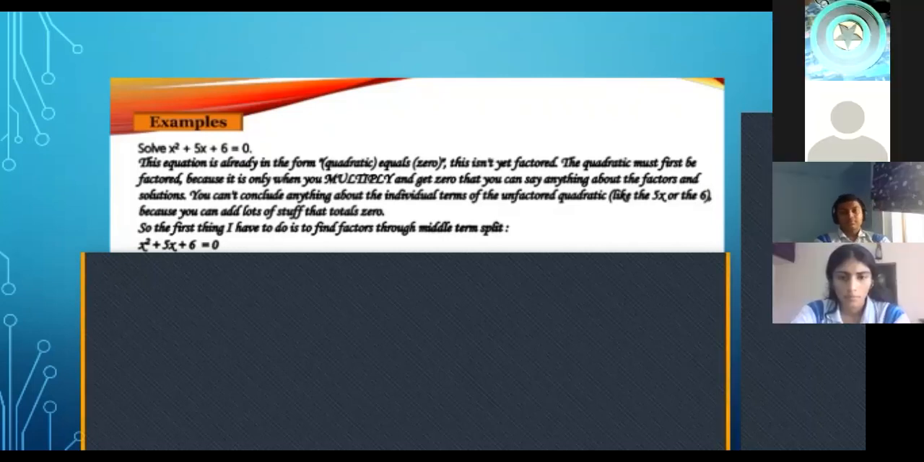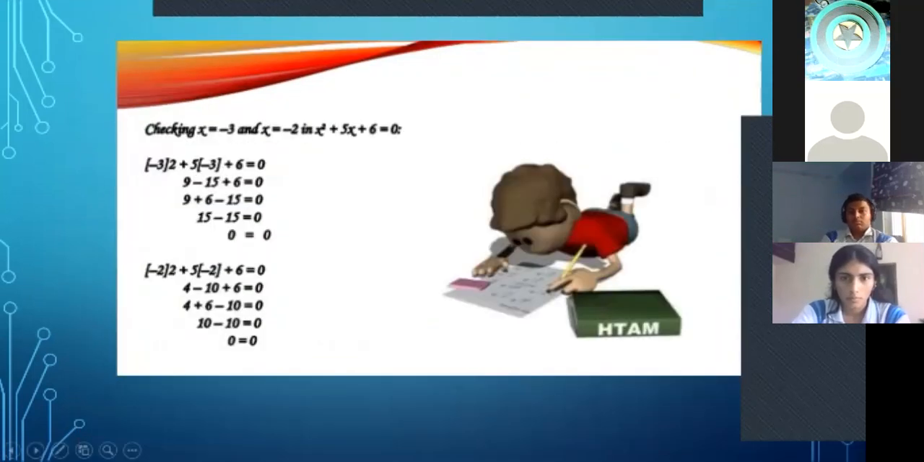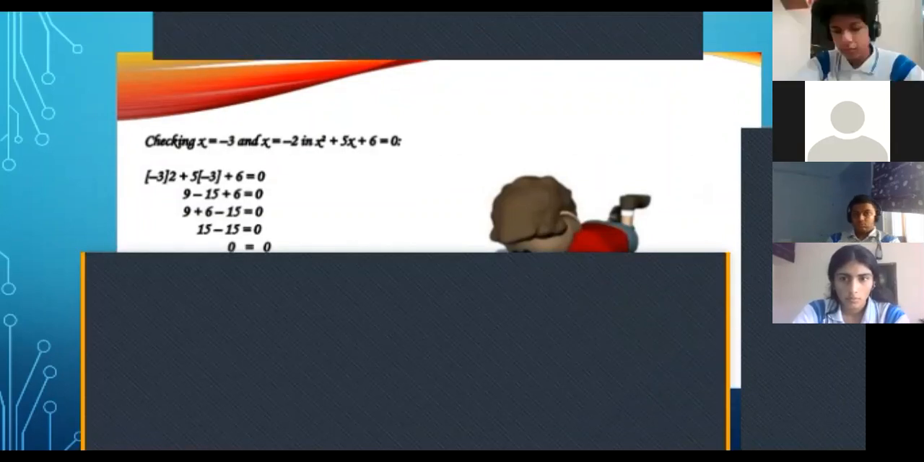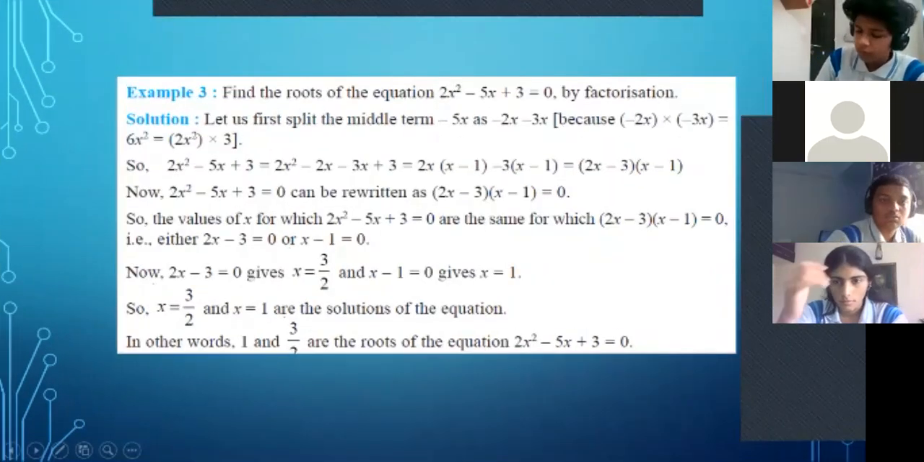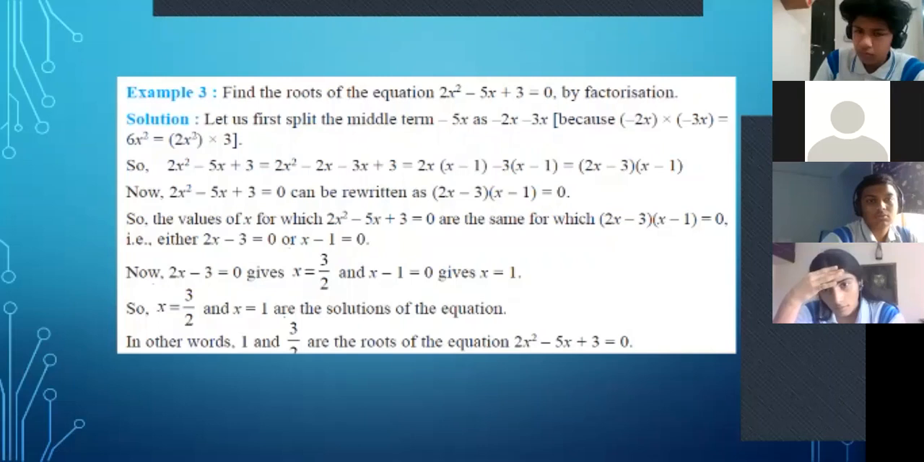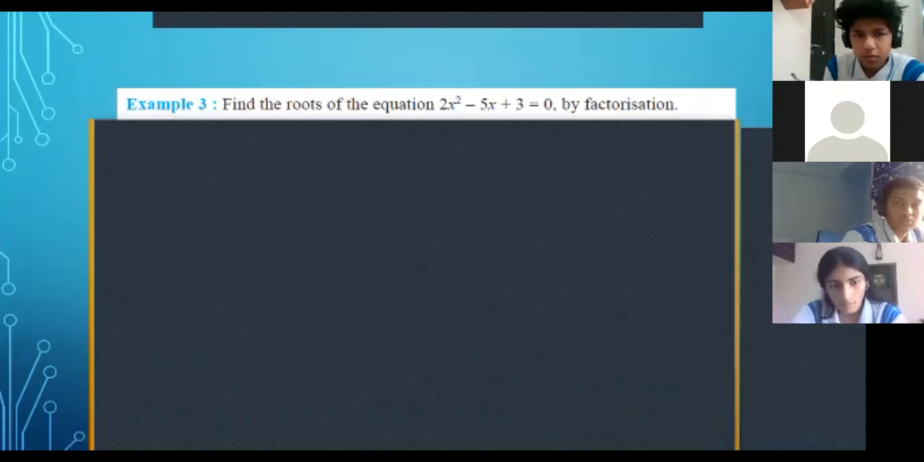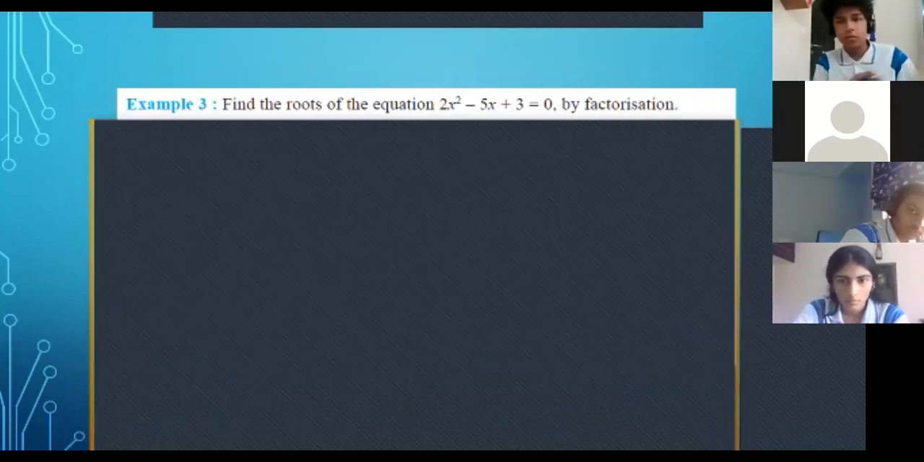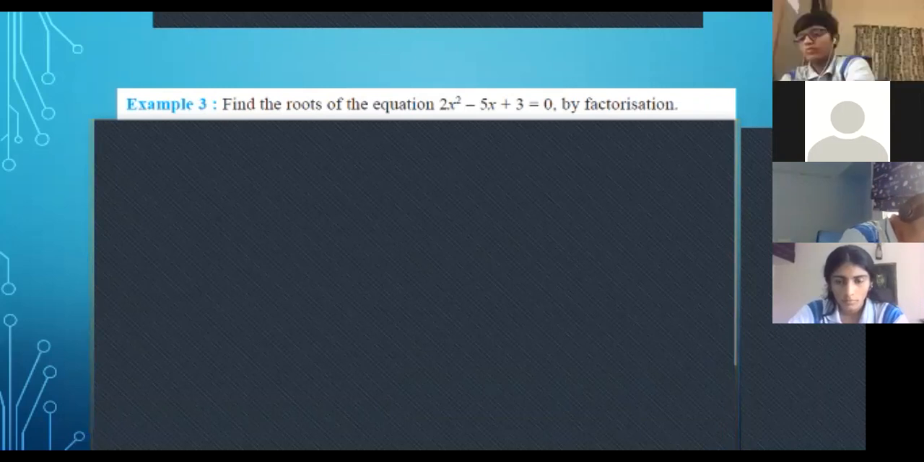Fine. Okay, now, as you said, the answer was -3 and -2. Shall I do this one? No, leave it. It's kiddish. I'll move ahead. Do this one. This is example number 3 from your textbook. Please keep your textbooks closed. Finish it off. This is just for a bit of practice. 2x square minus 5x plus 3 is equal to 0 by factorization.